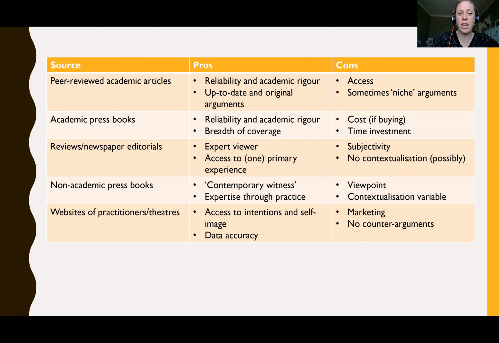So the pros of an academic journal article is the reliability and the academic rigor, as I mentioned, this process of peer review that really pushes authors and pushes the quality of the academic work. They tend to be reasonably up to date. It can take quite a long time to get a journal article published, but it's usually less than a book. And they tend to be very original arguments. So journal articles tend to have really streamlined, in-depth, detailed arguments about one thing and tend to really try to push at knowledge. That's what the journal article does.